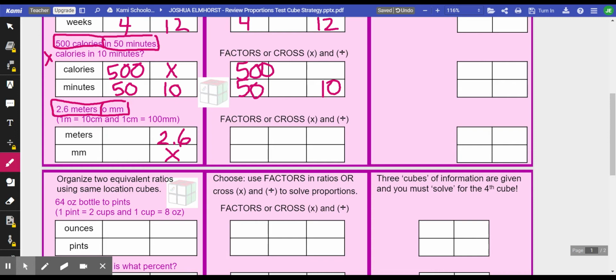So in order to start out, we need to go to our reference chart and look at meters and see what it takes to get to millimeters. Well, 1 meter is 10 centimeters, and 1 centimeter is 100 millimeters. So we're actually going to multiply those two numbers, 10 times 100, and that means we're going to need 1,000 millimeters for 1 meter. So move this over here, and that's set up for the solving part.